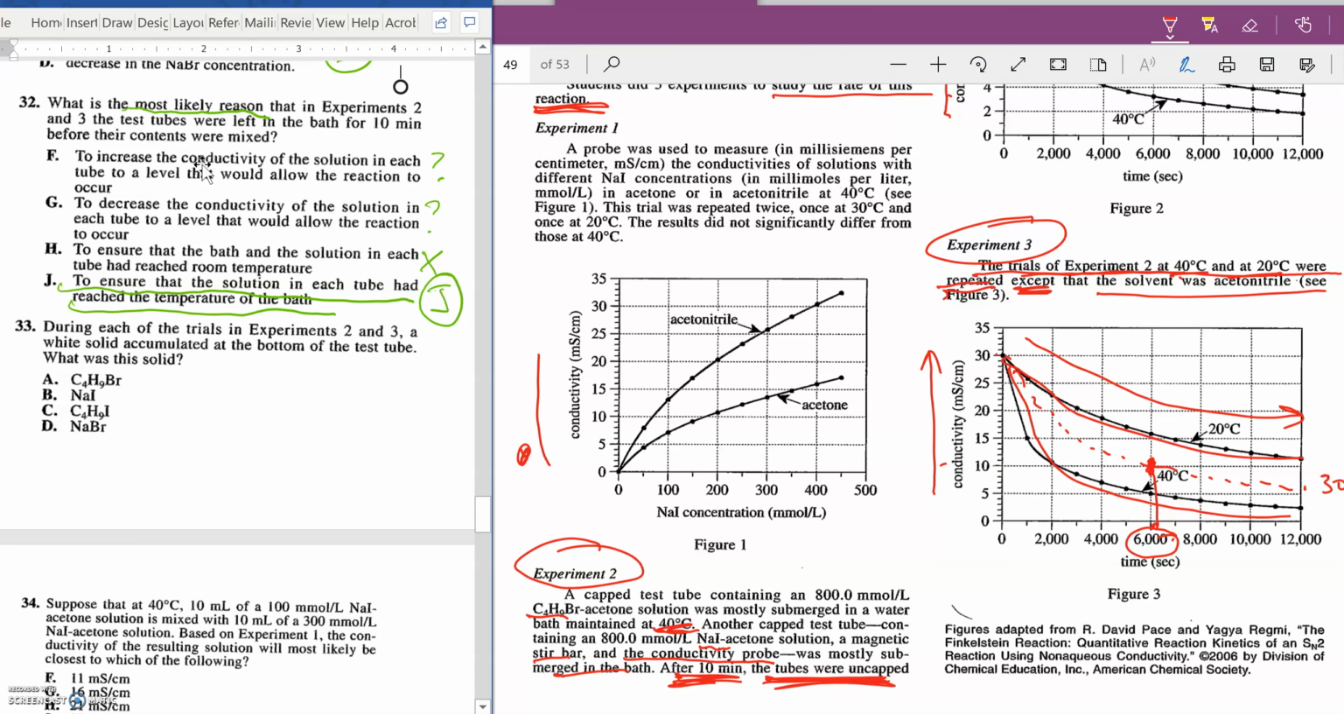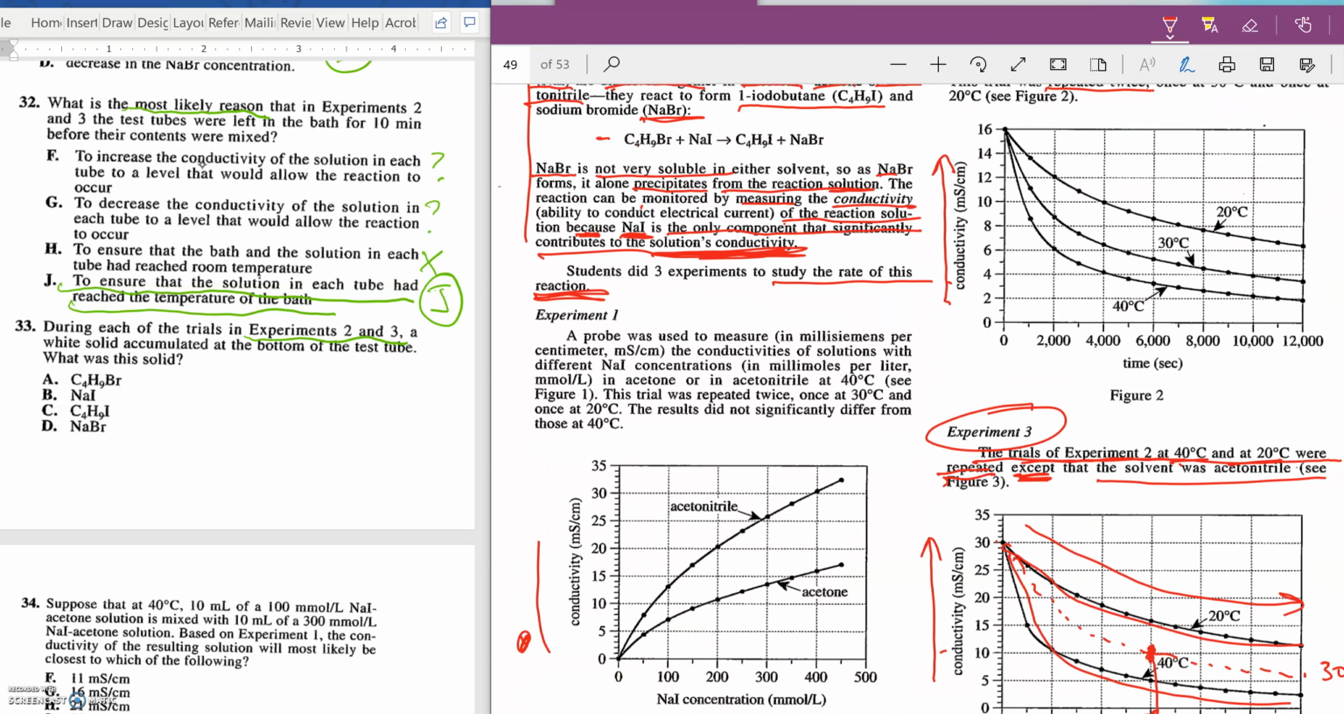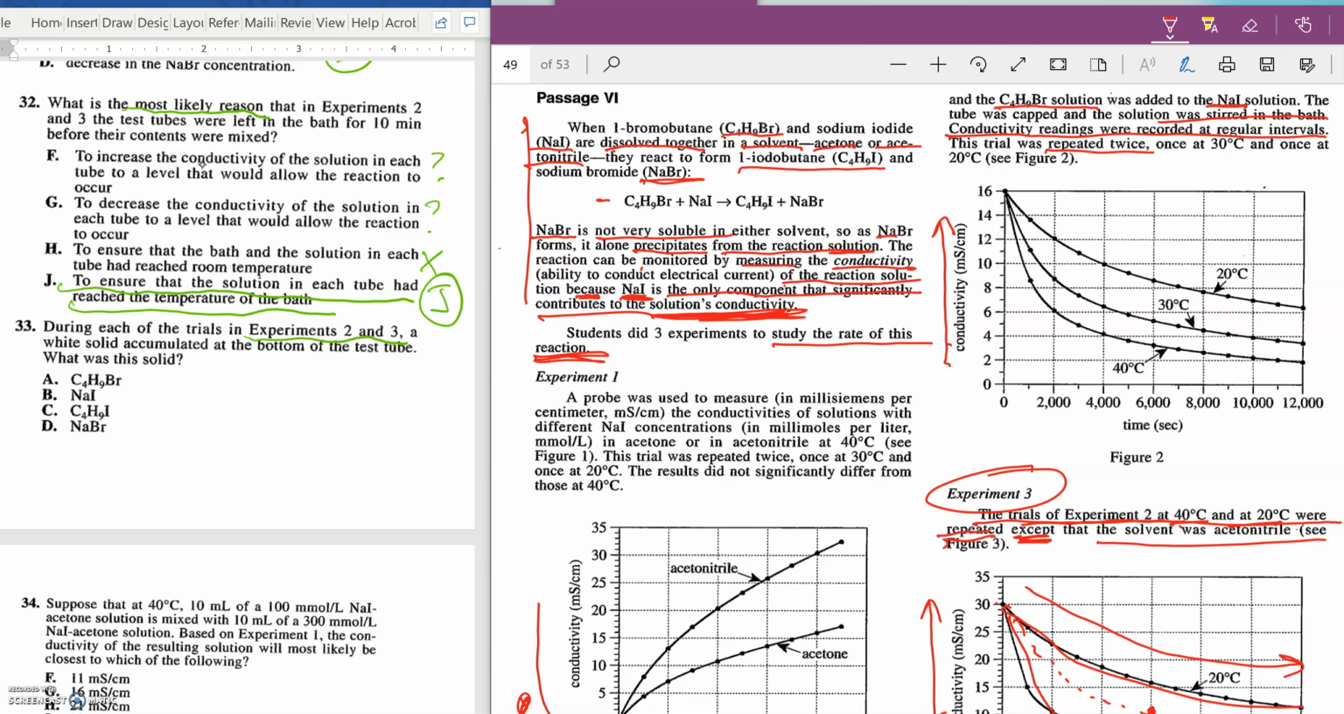33. During each of the trials in experiments 2 and 3, a white solid accumulated at the bottom of the test tube. What was this solid? All right, I think that's in paragraph 1 as well. Remember it said that sodium bromide, it says up here, we read it, isn't soluble. So it precipitates, which means it forms a solid from the reaction solution. So that is D, NaBr, sodium bromide.